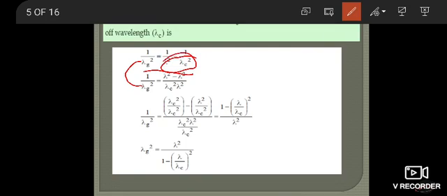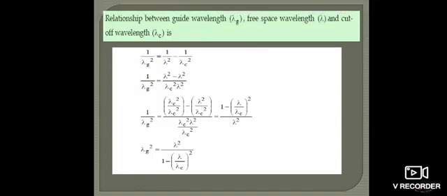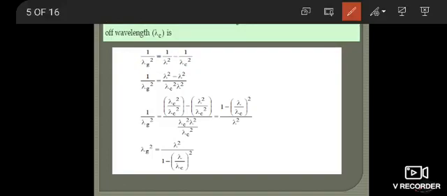Next, 1 by lambda g square equals to, when we are having the lambda square in this, when it is not there, that can be taken as this. In this equation there is a small mistake: you can write this as lambda c square minus lambda square. So instead of lambda square we can write lambda c.